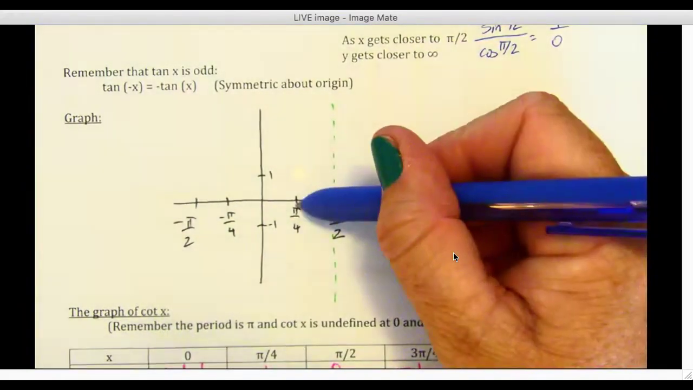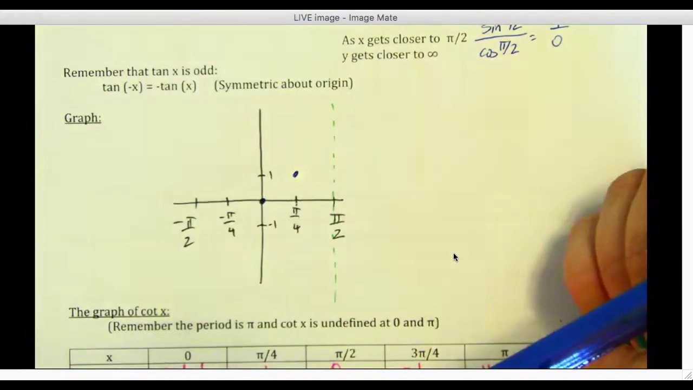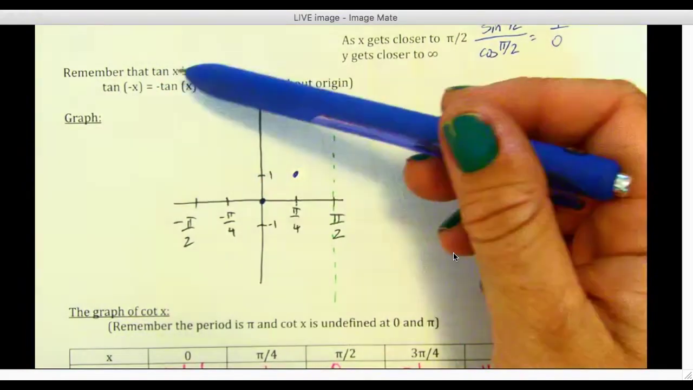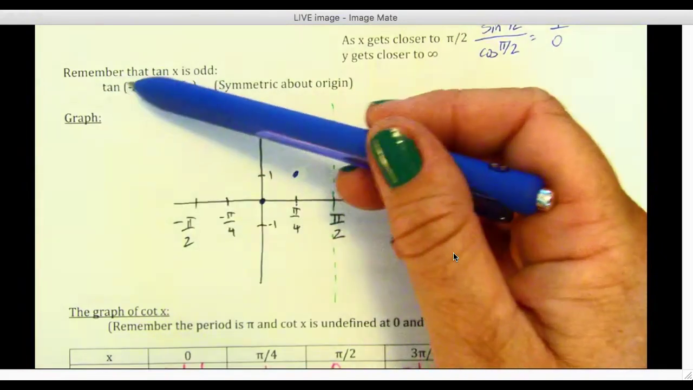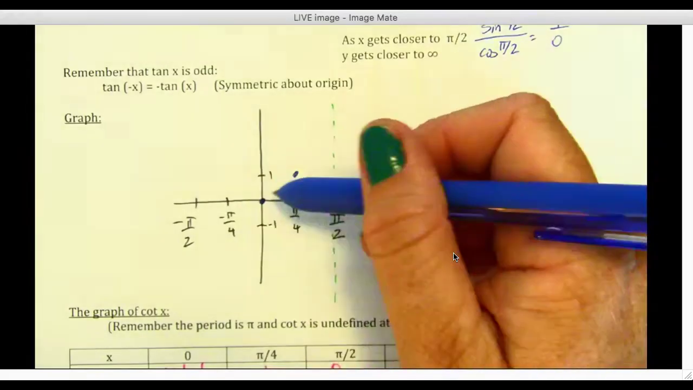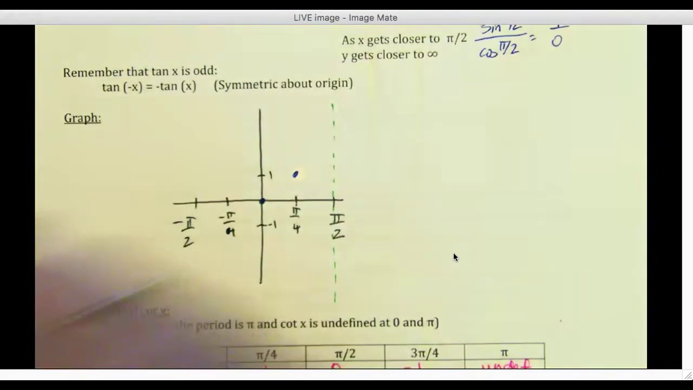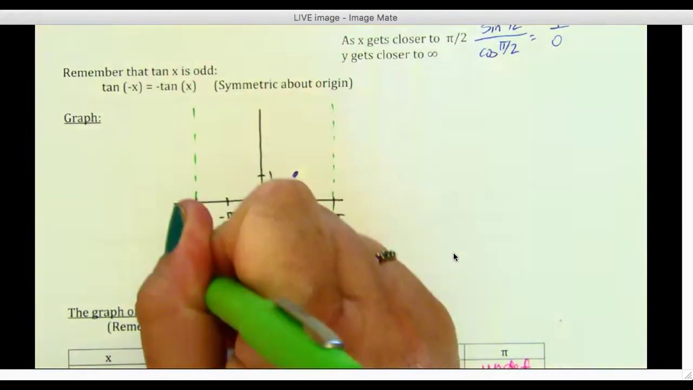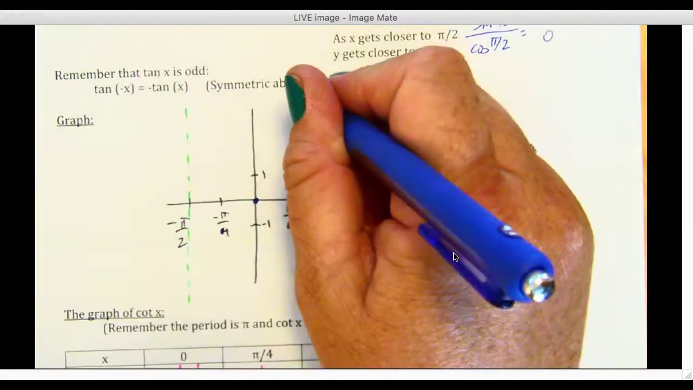At pi over 4, it's equal to 1. At 0, it's equal to 0. And like the note right here says, tangent is an odd function. If I have tangent of negative x, that's equal to negative tangent of x. That means it's symmetric about the origin. And so we have a reflection across the origin of these points here. And at negative pi over 2, we will also have an asymptote. So the graph of tangent almost looks like a cubic function.